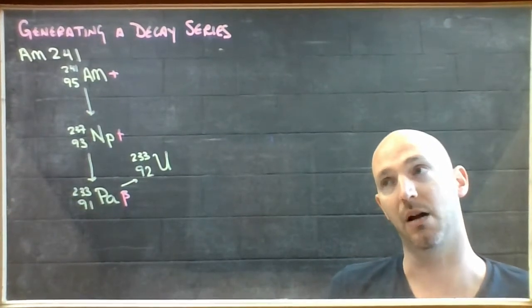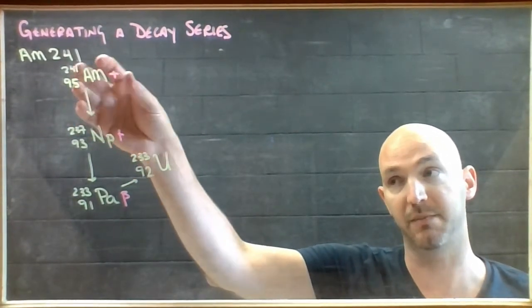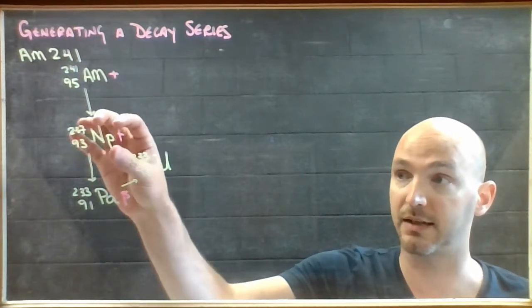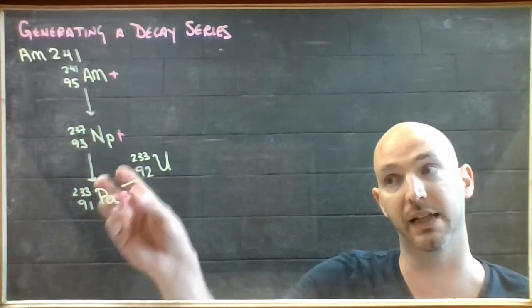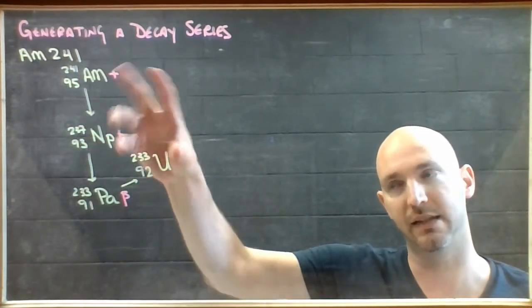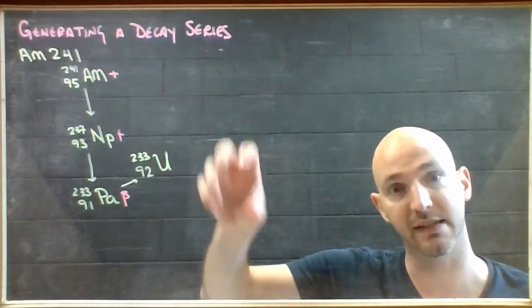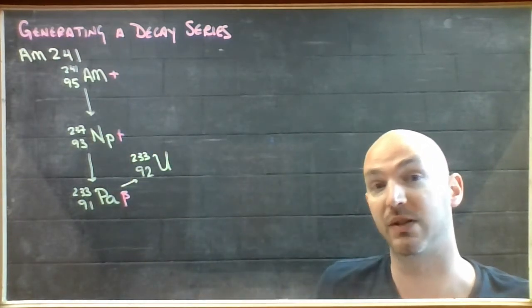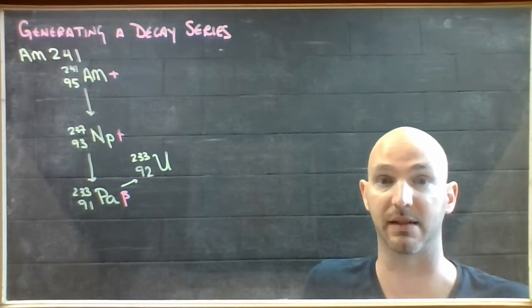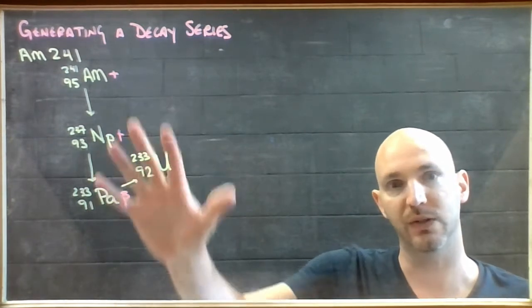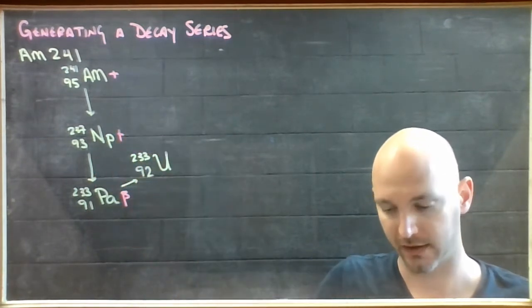So this lump of americium has become neptunium, and then neptunium became plutonium, and then plutonium became uranium. These nuclei are sort of dancing around, changing into different atoms as it breaks apart. Now you've noticed I've written it in a funny kind of way.